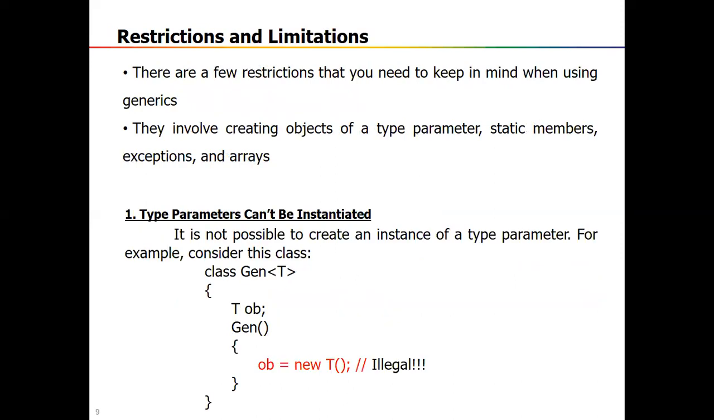Restrictions and limitations on generics. There are a few restrictions that you need to keep in mind when using generics. The very first restriction is that type parameters cannot be instantiated. It is not possible to create an instance of a type parameter. For example, consider this class. The name of the class is Gen. Here, within the constructor of this class, we are trying to create an object for T, where T is the type parameter, but it is illegal.